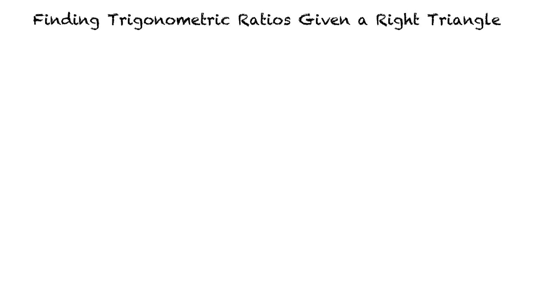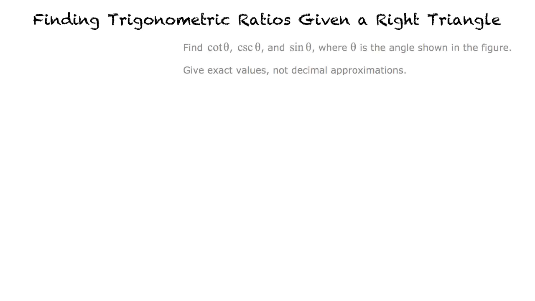This video will cover the topic, Finding Trigonometric Ratios Given a Right Triangle. In this topic, we are given two sides of a right triangle and asked to find three trigonometric ratios based on the side lengths given. In order to find the length of the third side, we need to use the Pythagorean theorem, right? Exactly. Let's look at an example.